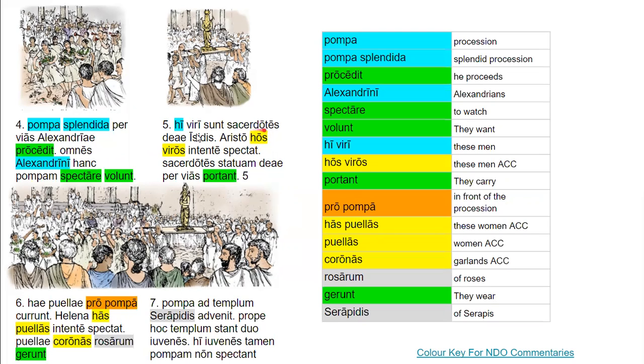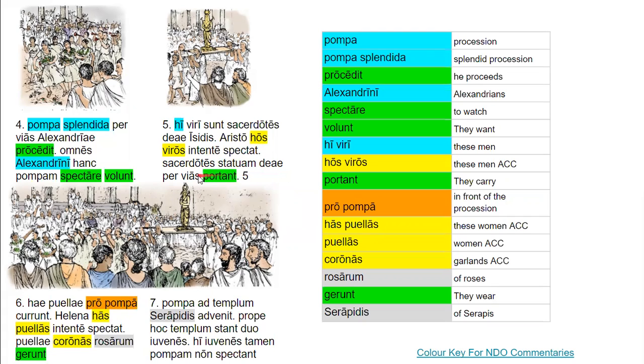Hi viri sunt sacerdotes Deiae Isidis. These men are the priests of the goddess Isis. So hi is modifying viri. It's a nominative plural masculine. And Deiae and Isidis are both genitives. Aristo hos viros intente spectat. Aristo is watching these men intently. So this intente is an adverb, and hos is modifying viros. They're accusative plural.